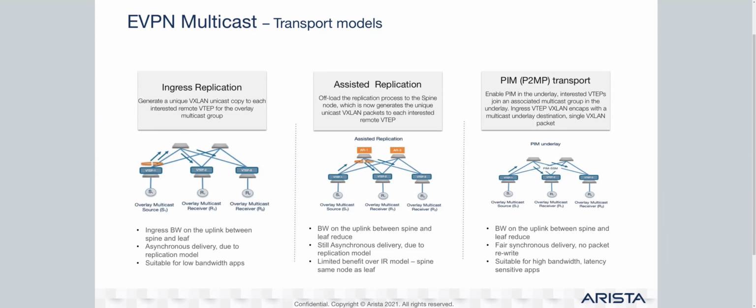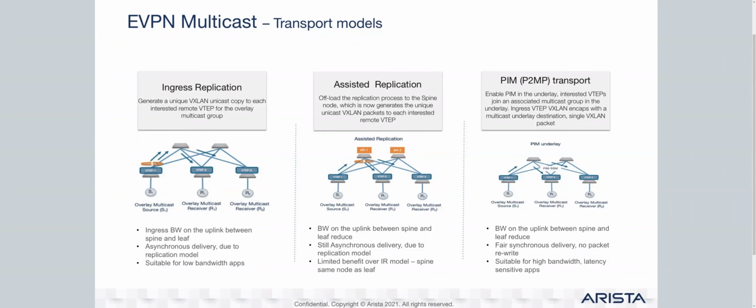So it's suitable for low bandwidth applications where you just have multicast apps that require segmentation or multi-tenancy for multicast or IGMP in the overlay. However, the flows are not significant. And this is a model that we support in EOS because it is compelling for customers that just want this capability but don't want to turn on PIM in the underlay.